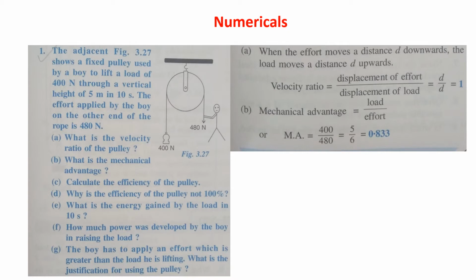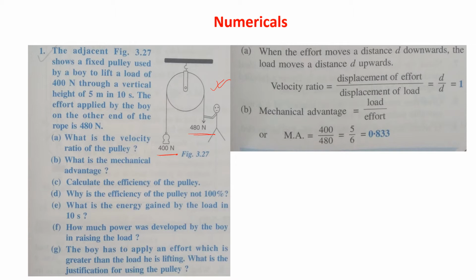The adjacent figure shows a fixed pulley. This is a fixed pulley. You can see that it is a fixed pulley used by a boy to lift a load of 400 Newton. Load is equal to 400 Newton, through a vertical height of 5 meter in 10 seconds. The effort applied by the boy on the other end is 480 Newton.